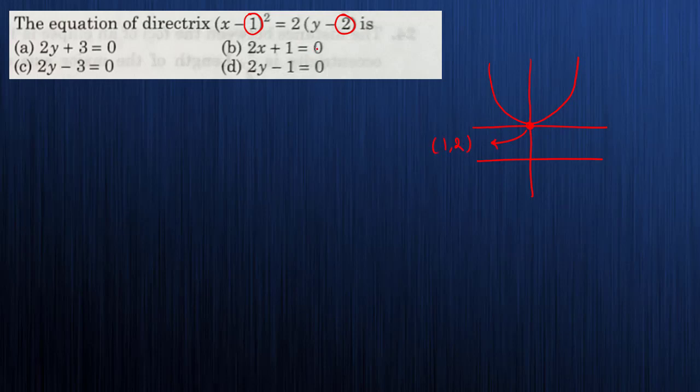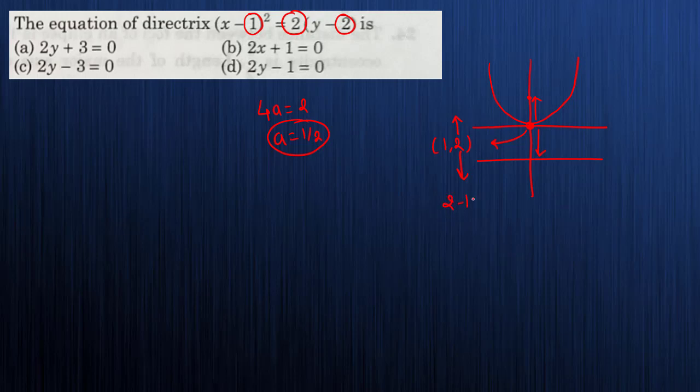What is the focus? How you will find the focus? This is what it is, 4a. So 4a is equals to 2, मतलब a कितना आ गया भाई? 1/2 आ गया. a मेरा आ गया 1/2. Means you are moving 1/2 above the vertex, you will get the focus. If you move below the vertex 1/2, you will get the directrix. Okay, मतलब y axis पे मूव हो रहे तो 2 में ऐड करोगे then you will get the focus, and 2 से subtract करोगे तो you will get the directrix.